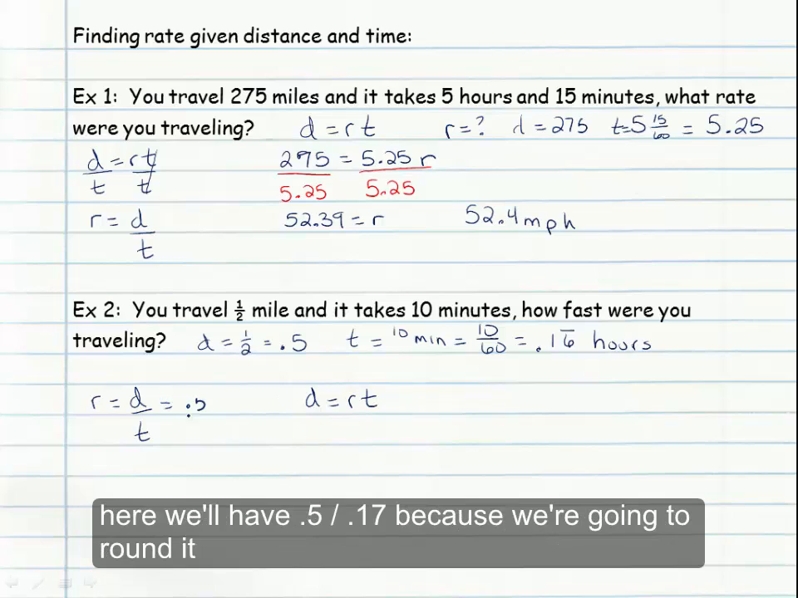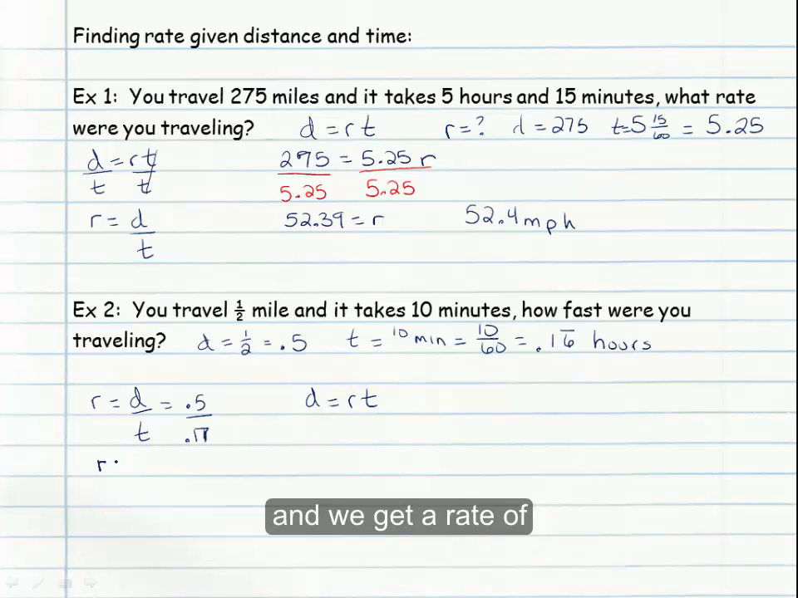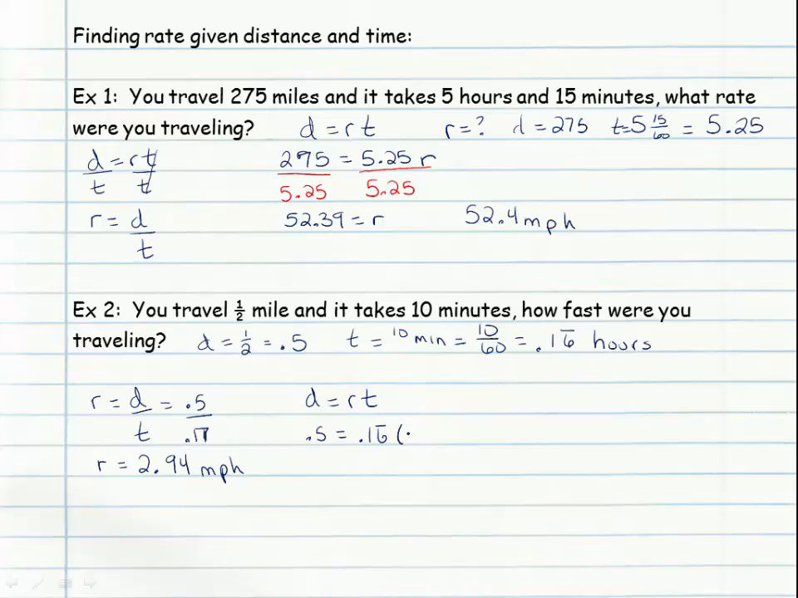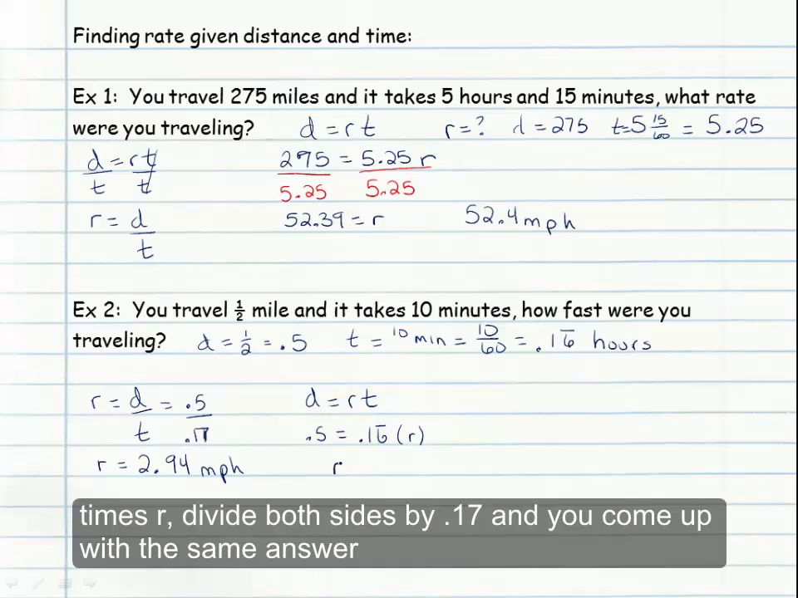Here we'll have 0.5 divided by 0.17 because we're going to round it. And we get a rate of 2.94 miles per hour. Or we could do 0.5 is equal to 0.17 times r. Divide both sides by 0.17 and you come up with the same answer.